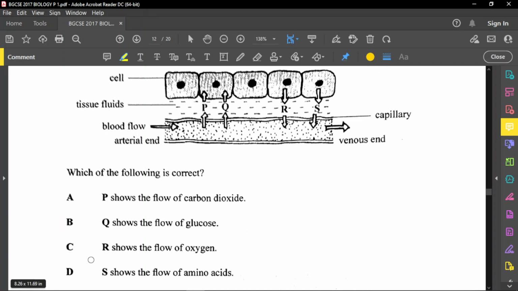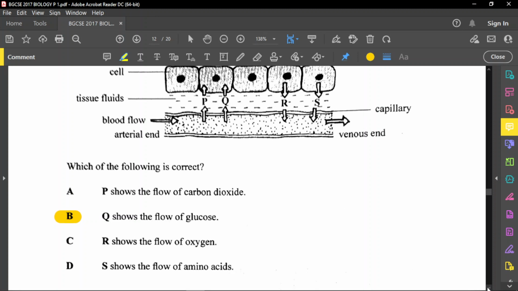C now said R shows the flow of oxygen. R cannot be oxygen. It must be carbon dioxide or any waste. For D, it's S shows the flow of amino acid. No, those are waste again. So yes, B is the correct one, no doubt. All right, glucose. Cells need glucose to carry out respiration.